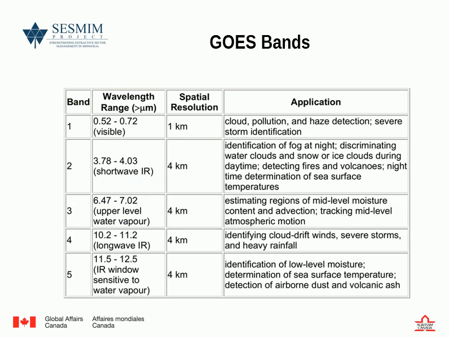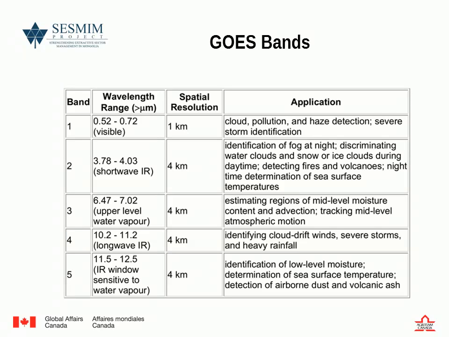So the GOES bands, 5 sensors in the GOES. Basically, you have the visible, 1 kilometer resolution. It looks at cloud pollution, haze detection, and storm identification. So that's band 1. The second one is shortwave infrared, which allows them to look at fog, water clouds, snow, ice during daytime, fires and volcanoes, and determine the temperature of the ocean at night. You've seen pictures of El Nino and La Nina, where the ocean color, the temperature of the ocean, is moving around. That's probably generated from this band.